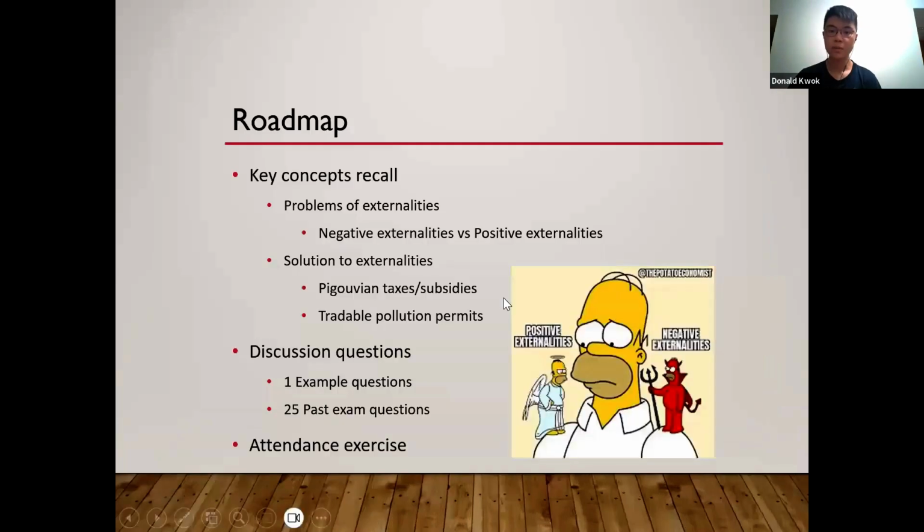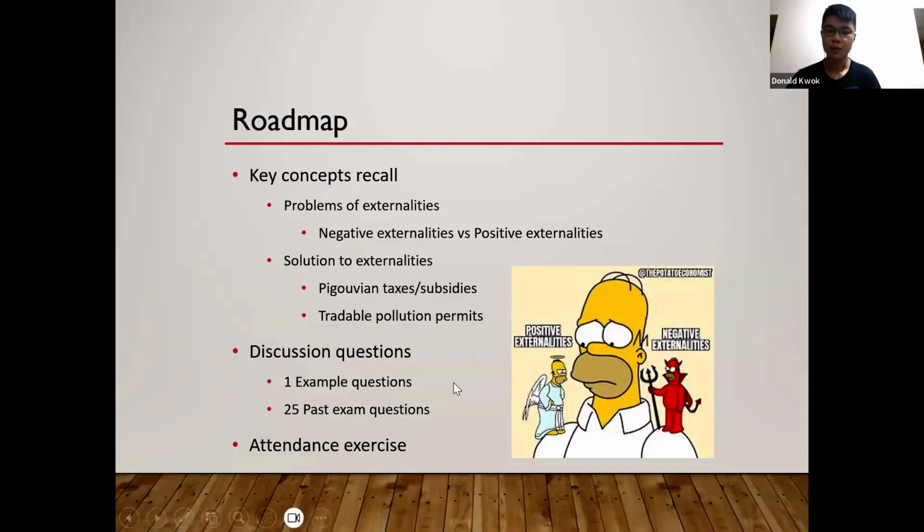So in the review part, I would like to discuss the problem of externalities, both the negative and positive externalities. With the problem, we have the solutions, which include Pigovian taxes and Pigovian subsidies, as well as tradable pollution permits. As I mentioned by the end of the tutorial last week, we have quite a number of questions and problems to discuss for this topic. Hope you have already briefly glanced through the questions before this tutorial class.